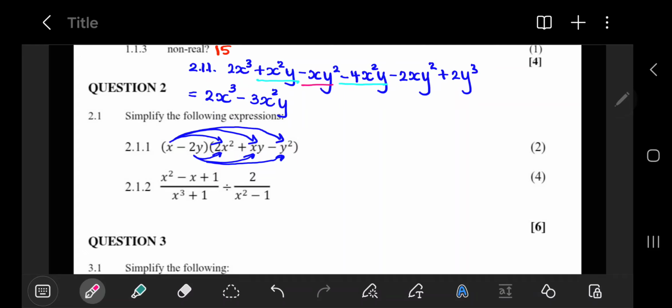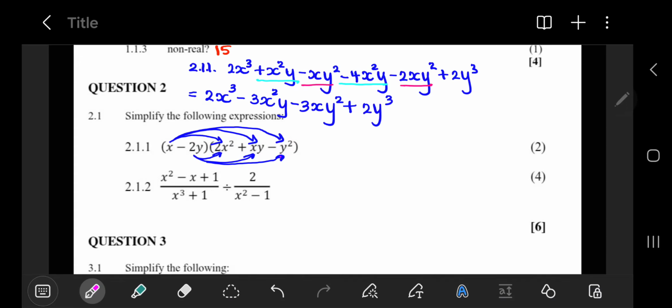Going on to the next term, we have minus xy squared. There is a like term, we've got minus 2xy squared. So here's 2 like terms. Gathering those, we end up with negative 3xy squared. And then there's only one term that has y cubed in it, so that's going to stay as is, 2y cubed. So here, we've simplified 2.1.1. It cannot be further simplified, so this should be your final answer.